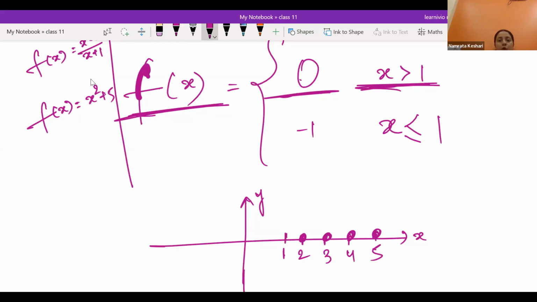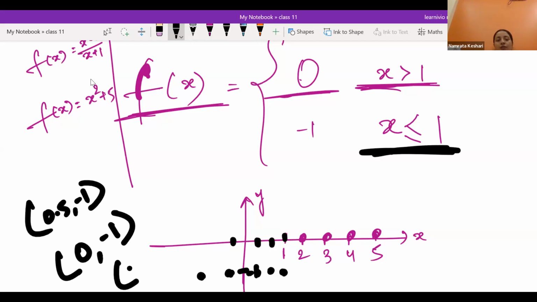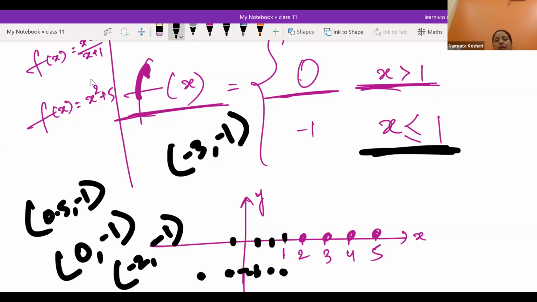When the x we are taking is smaller than 1, maybe this one, maybe this one, or maybe 1 itself, then f of x is generating the output as -1. So this point, this point, this point, this way you take any x, it's just like the coordinate. When you have taken x as, let's say, 0.5, then f of x is -1. When x is 0, f of x is -1. When x is -2, f of x is -1. When x is -3, f of x is -1. When x is -5, f of x is -1.